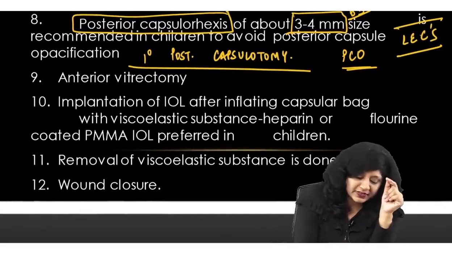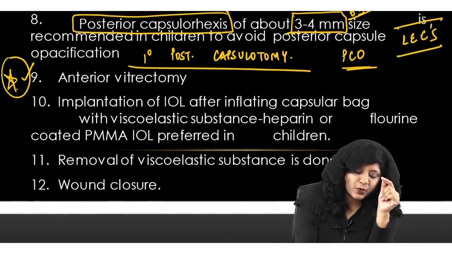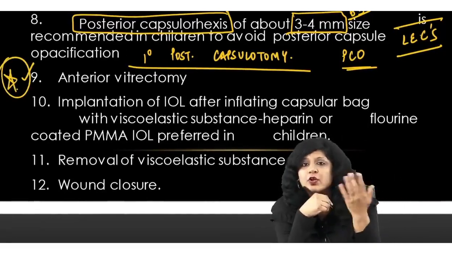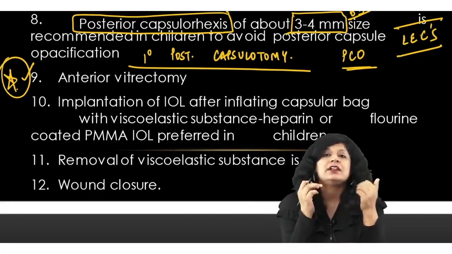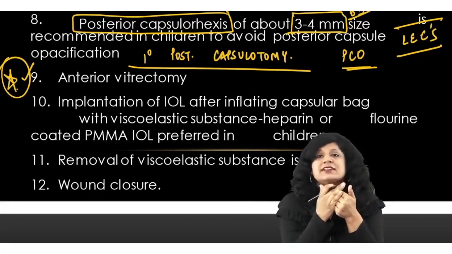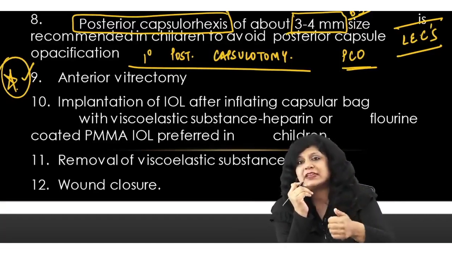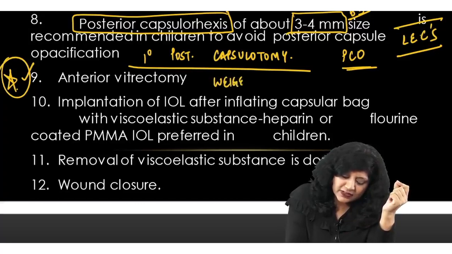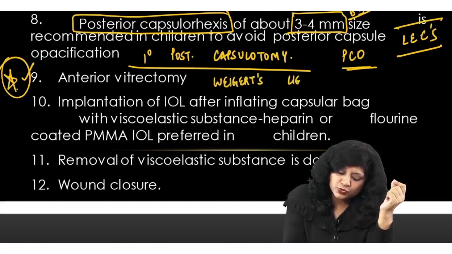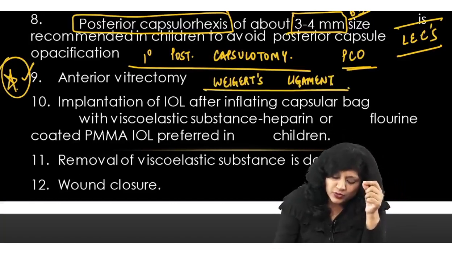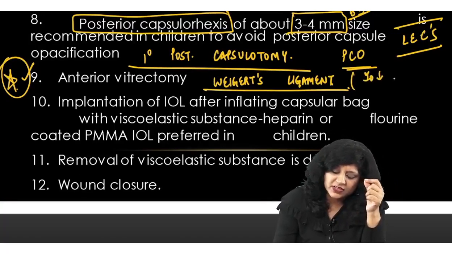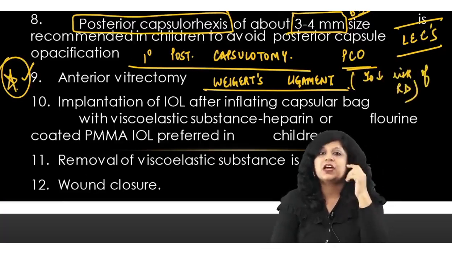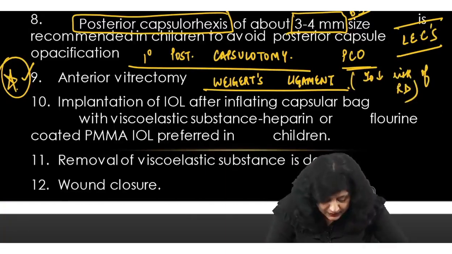Then we are also doing the anterior vitrectomy. I think this is again important, because anterior vitrectomy also we were not doing in adults. The reason is that there are very strong adhesions in children between the posterior capsule of the lens and the vitreous. We also have the Wieger's ligament. So due to these reasons you have to do the vitrectomy also, in order to decrease the risk of retinal detachment in future.